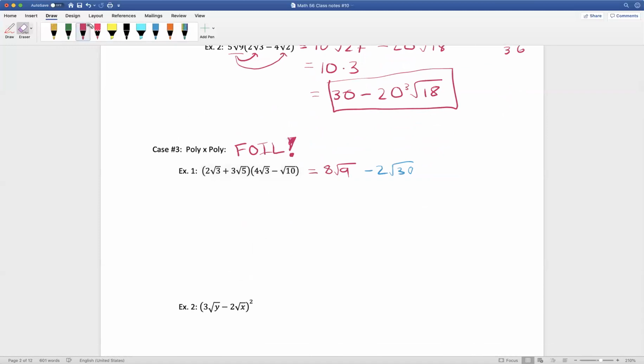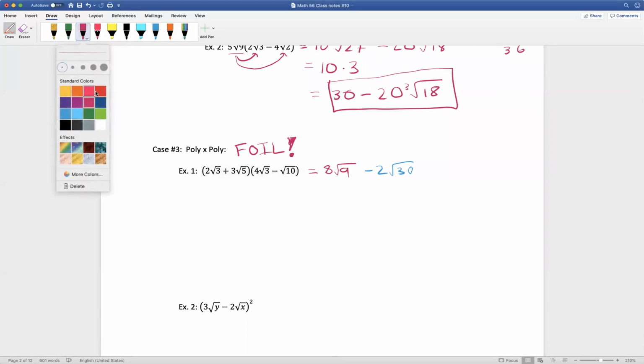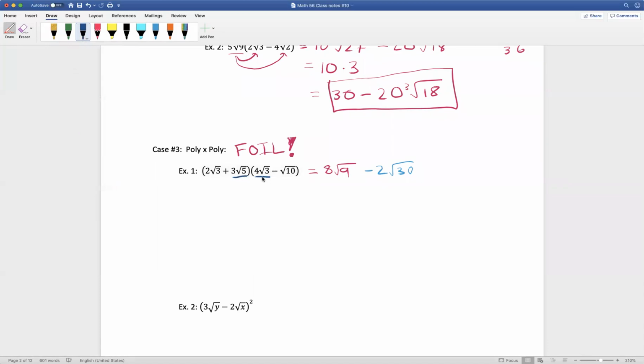Inner two, in another color too. 3 square root of 5 times 4 square root of 3. So 3 times 4 is 12, and 5 times 3 is 15. And then the last two, I'll do that one in orange. 3 square root of 5 minus, put a little 1 there, minus 1 square root of 10. 3 times 1 is 3. Square root of 5 times square root of 10 is square root of 50.